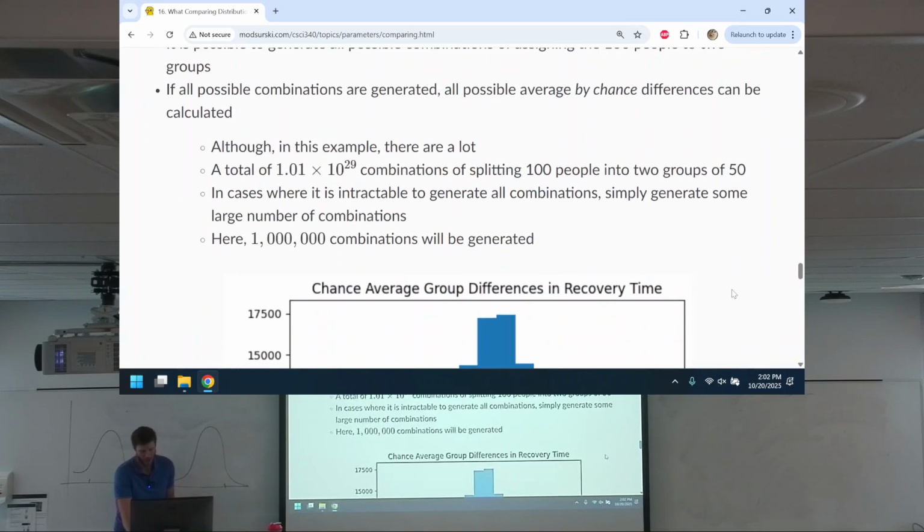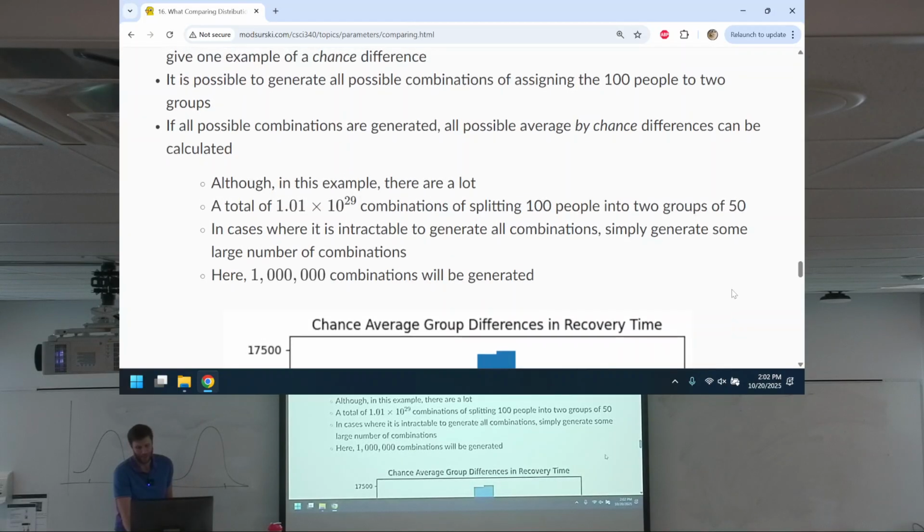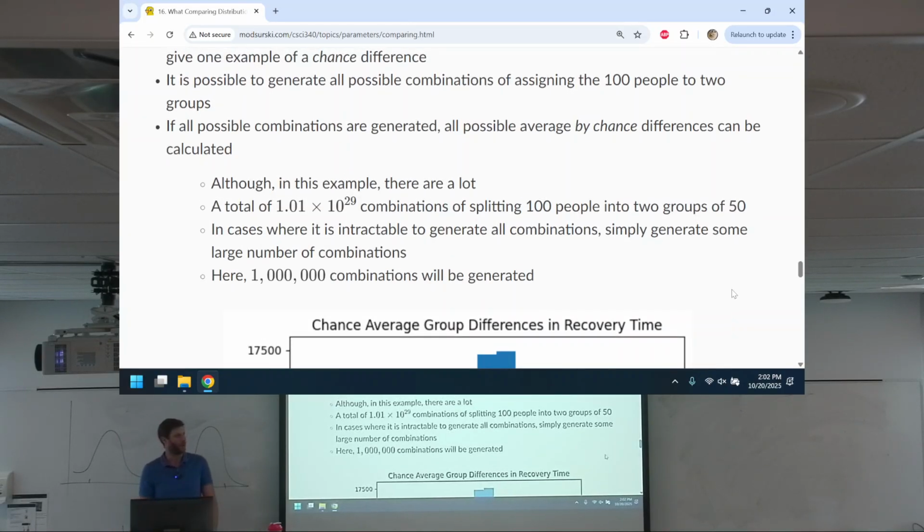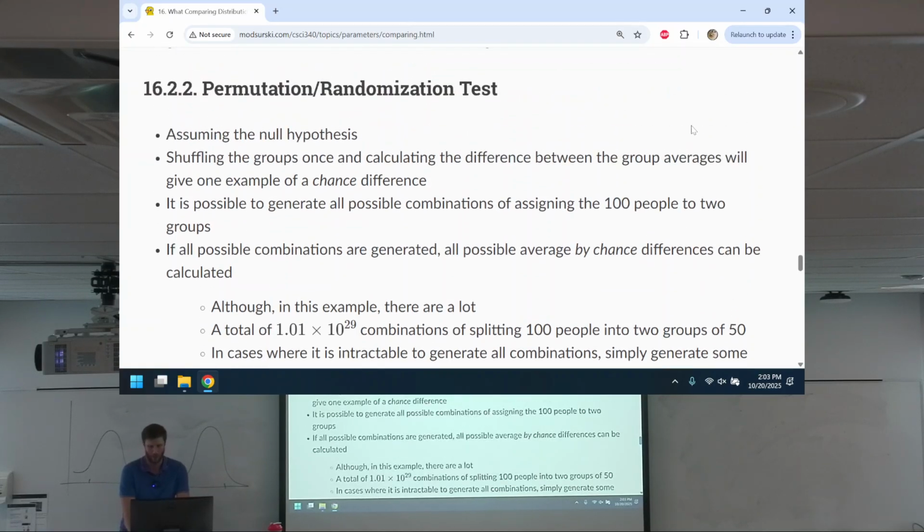Often, by the way, a permutation test means try every possible combination. If you could try every possible combination, do it. Realistically, that becomes impractical. So what you do is some sufficiently large number of combinations. That's the randomization part. Permutation is what you want. Randomization is like, okay, good enough, right? And if this is sufficiently large, it's not going to matter, okay?